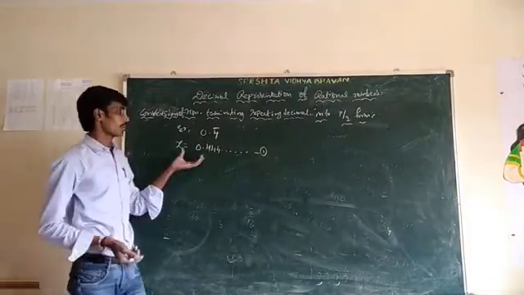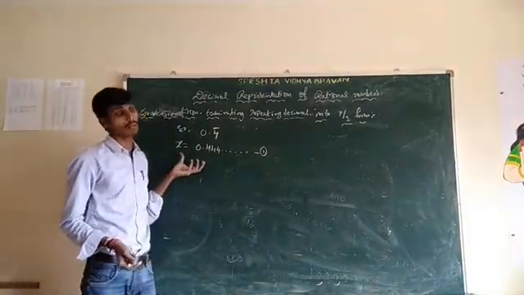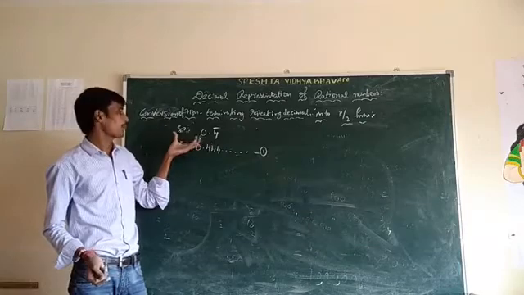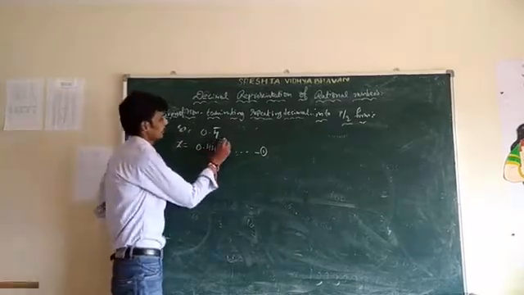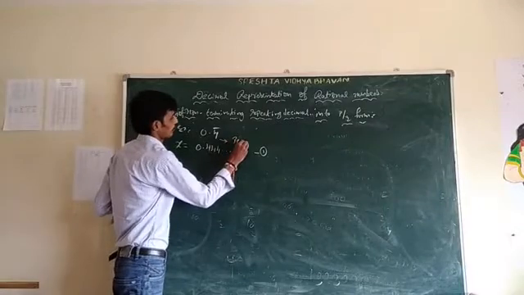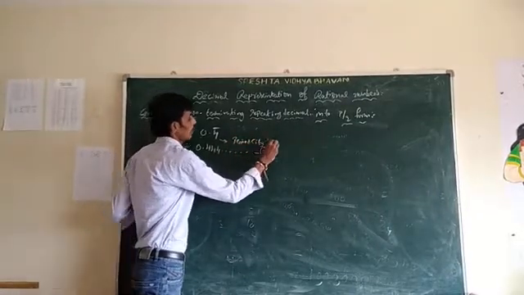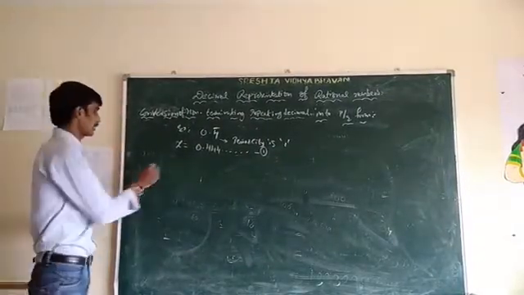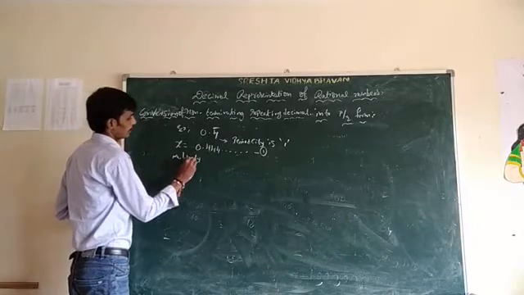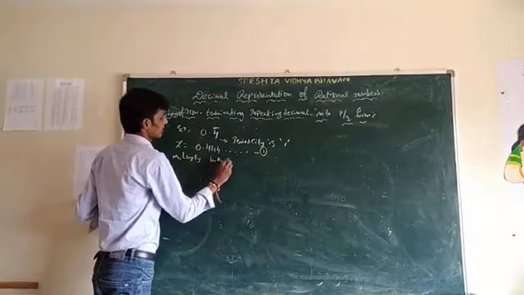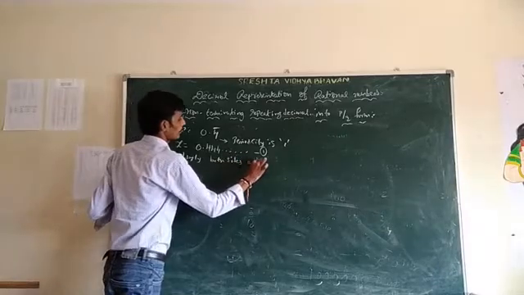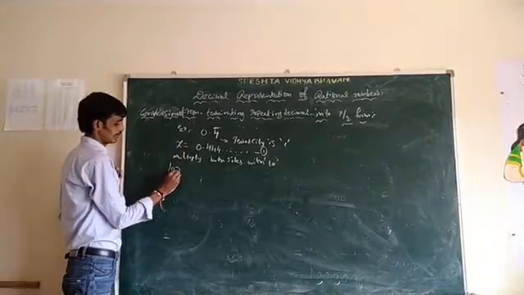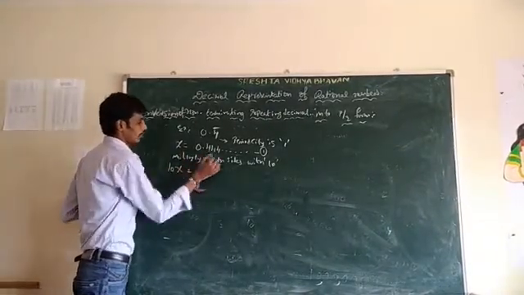After that we have to multiply the number with the periodicity. What is the periodicity of 0.4 bar? The periodicity is 1. When the periodicity is 1, we have to multiply with 10. So multiply both sides with 10. That means 10x is equal to 10 times 0.444 and so on.